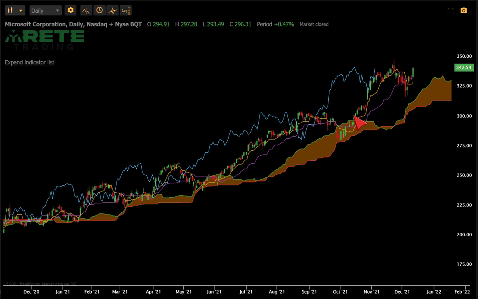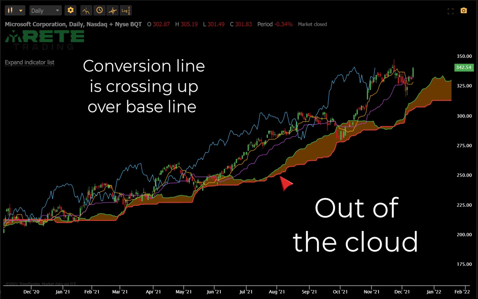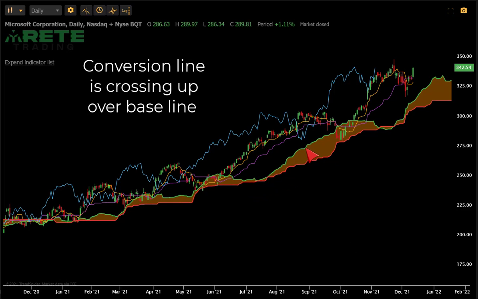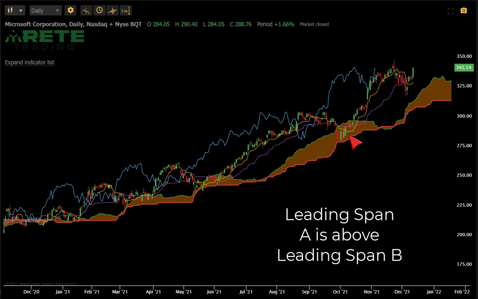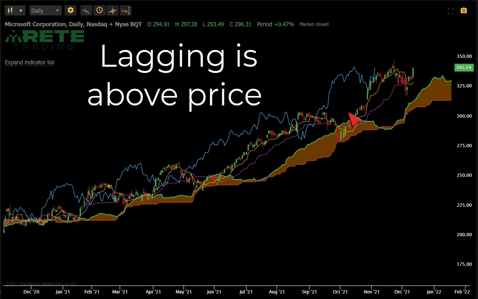So let's just look at this for a moment. You're now out of the cloud. Your conversion line is crossing. Okay, you've crossed back here where leading span A is above leading span B, right? And we're above. And the lagging is up here. So this is where you execute.